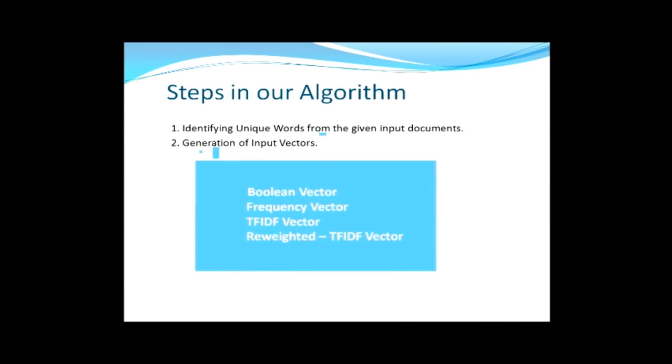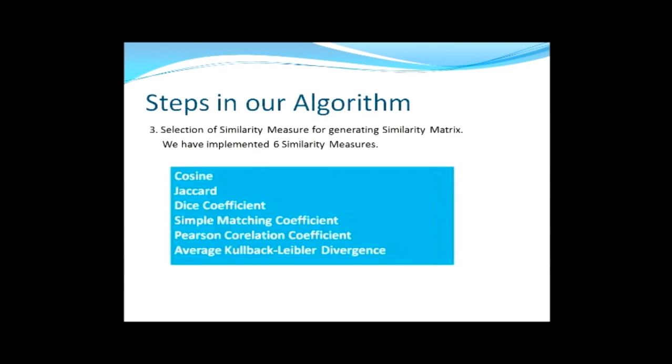Steps in our algorithm. Initially, we have selected a dataset containing 800 objects. Here, objects are nothing but documents. Then we have identified all the unique words from all 800 documents. Now, after identifying unique words, we have generated input vectors. Input vectors in our K-means algorithm are 4 kinds. They are Boolean vector, frequency vector, TF-IDF vector, and reweighted TF-IDF vector.